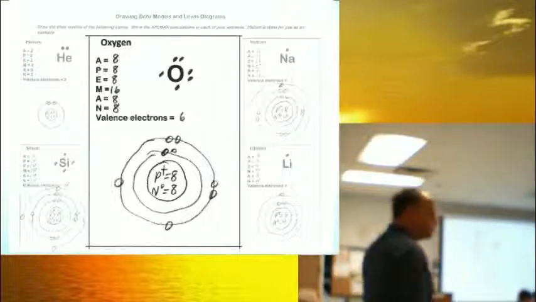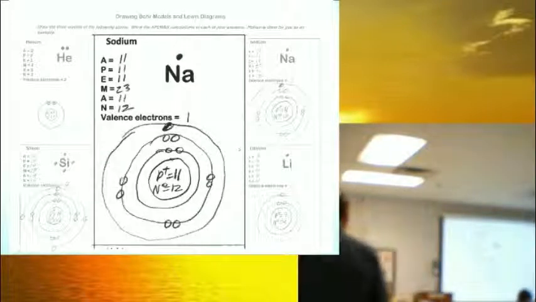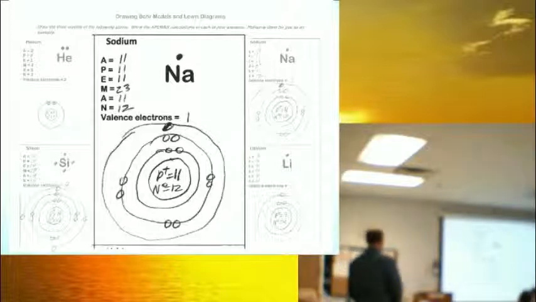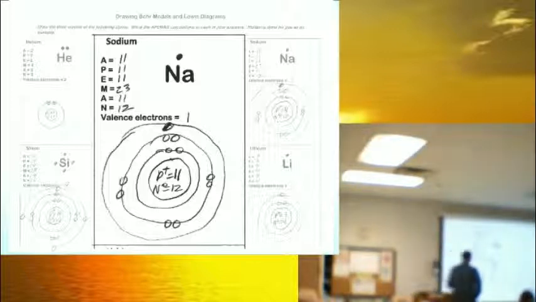Sodium should look like this. Atomic number 11, protons 11, electrons 11, mass 23, neutrons 12. It has 1 valence electron, and 3 shells. The first shell has 2, the second shell has 8, and the third shell has 1.